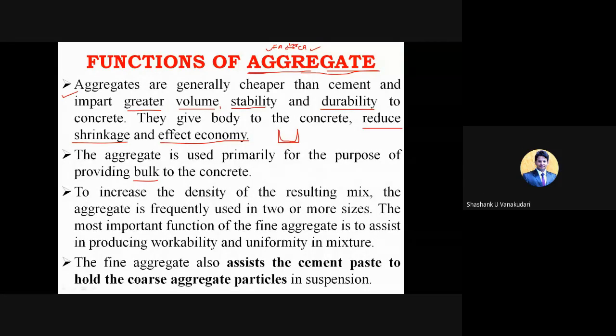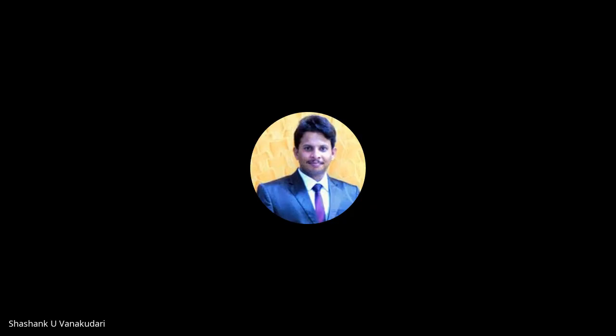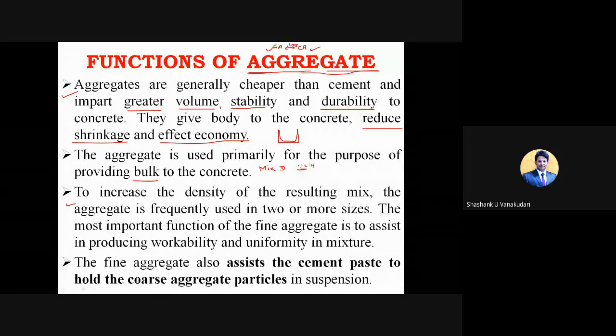The major bulk, meaning the volume, is consumed by the coarse aggregate. Because of that reason only, we need to choose it properly. And to increase the density of the resulting mix, the aggregate is frequently used in two or more sizes. Here, you will go with the mix design. Clear? By using certain code books, proportions, right? 1:2:4 is the right proportion. Like that, they use it. Here, one stands for cement, two stands for fine aggregate, and four stands for coarse aggregate.